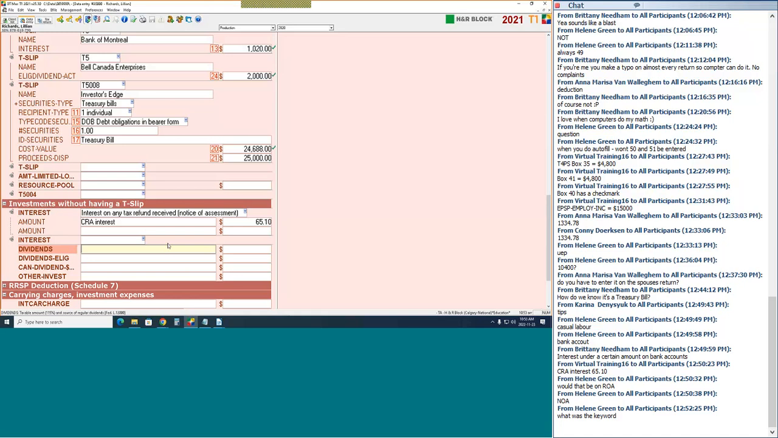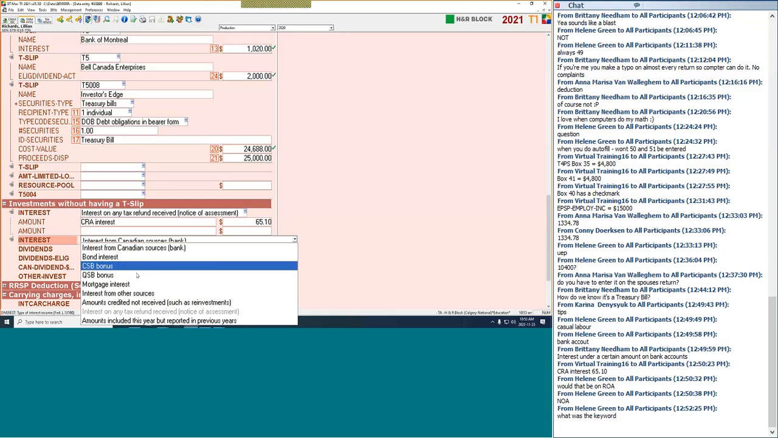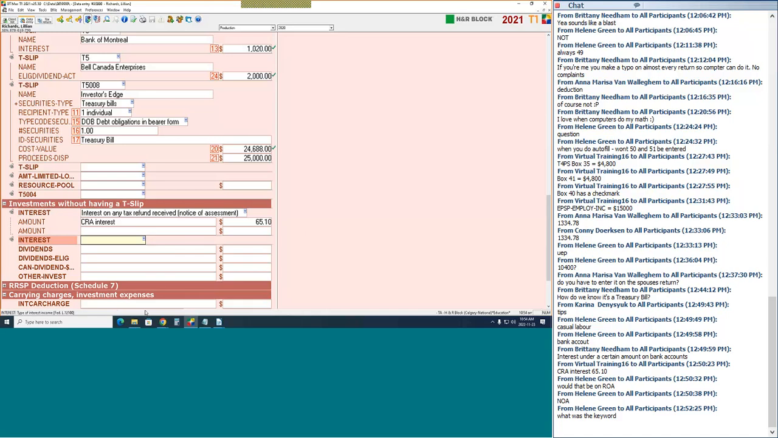Okay. Any question about interest that is not on a slip? Mostly I'm going to say just be careful about your drop-down box. If it's from a bank, make it from a bank. If it's mortgage interest, make it mortgage interest. If it's notice of assessment interest, CRA interest, make sure you have that.